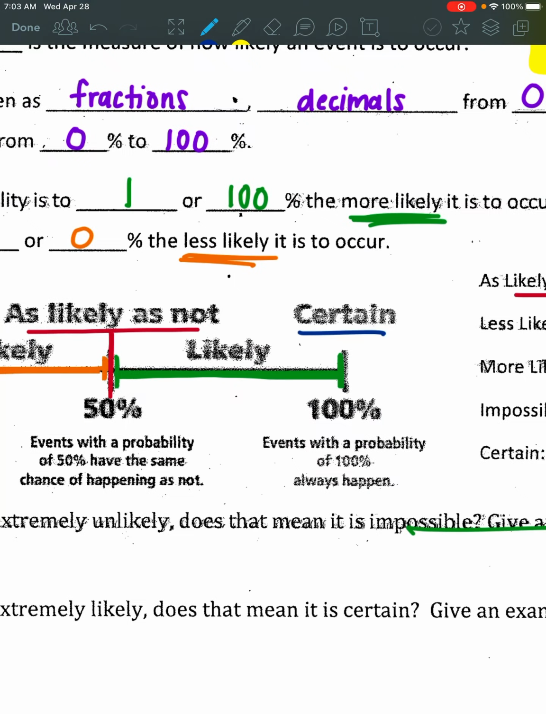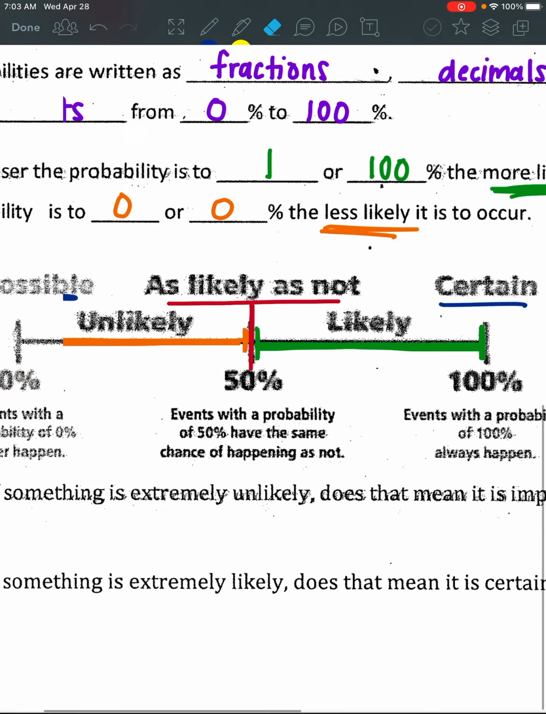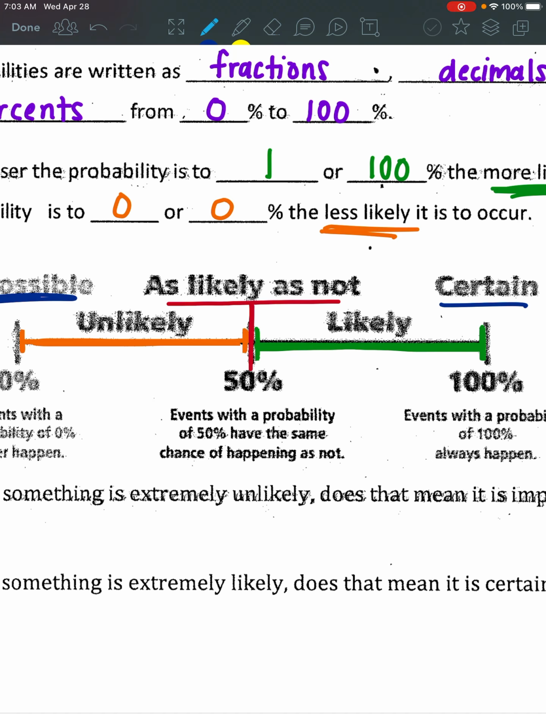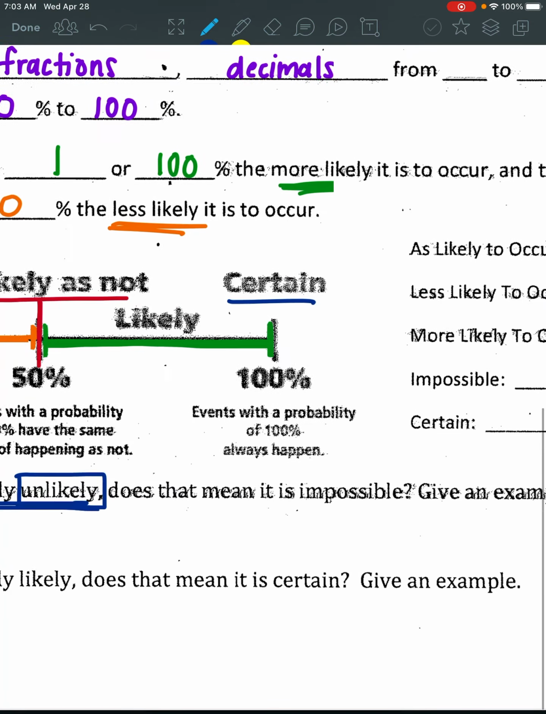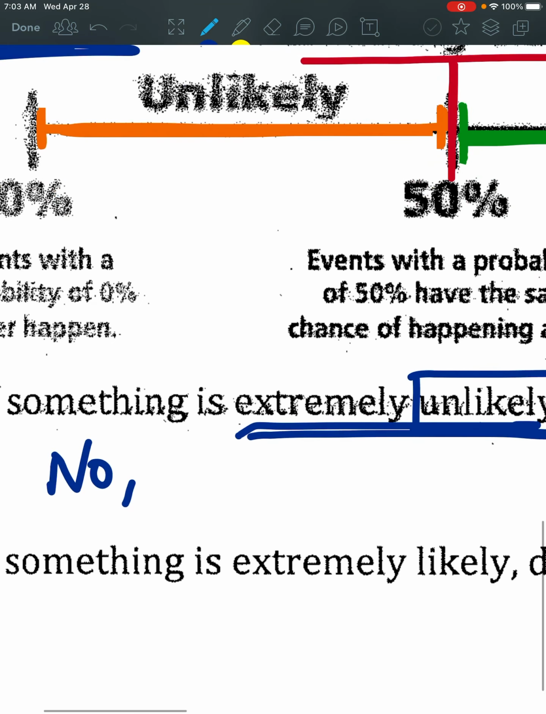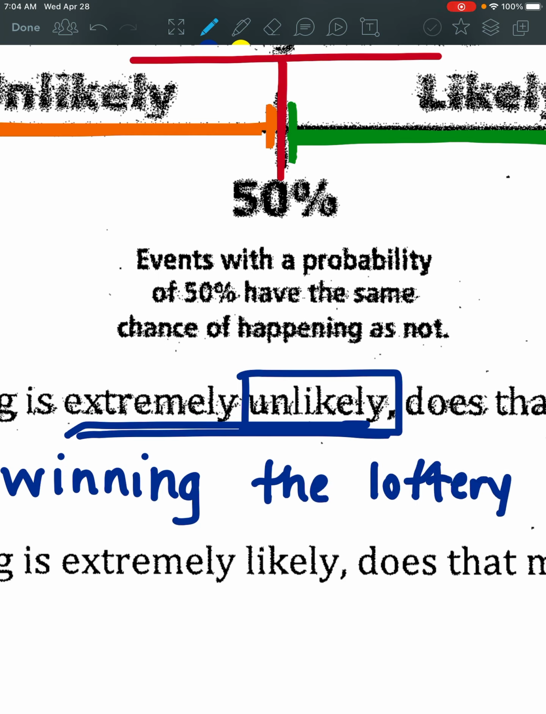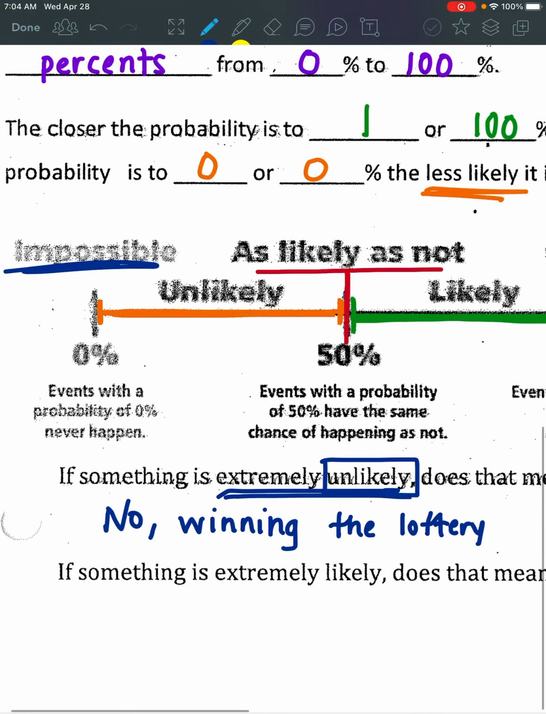Okay? So if something is extremely unlikely, does that mean that it's impossible? Sorry, I read that wrong. Extremely unlikely doesn't mean that it's impossible. Not necessarily. There's still a small chance that it is possible to happen. It's just extremely unlikely. The favor is not in yours. So maybe an example of this would be something like winning the lottery. The chances of winning the lottery is very, very slim. It's unlikely. However, it does happen. It is still possible. Okay?